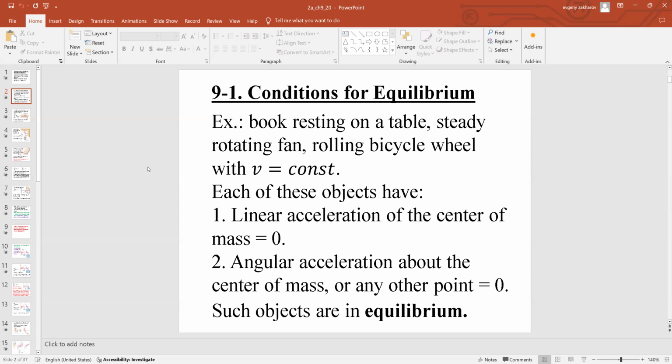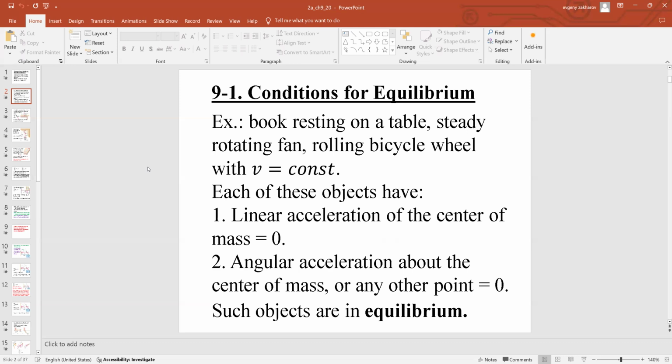If you take a closer look at any of those objects, you'll see that the linear acceleration of the center of mass has a value of 0. And what's also important, not only linear acceleration, but also angular acceleration. The alpha parameter that we discussed for rotation for the center of mass is also 0. So you do have a certain kind of motion. However, accelerations are 0.